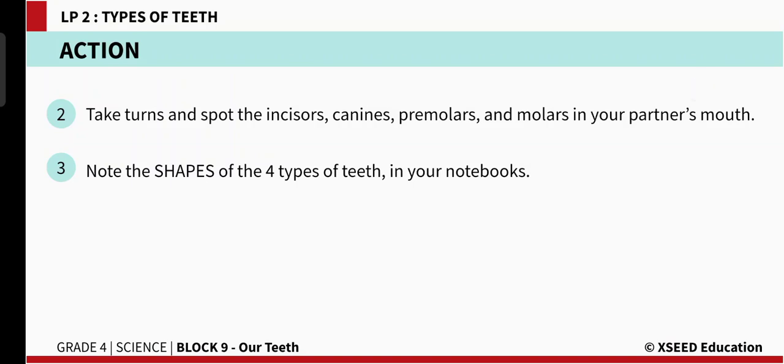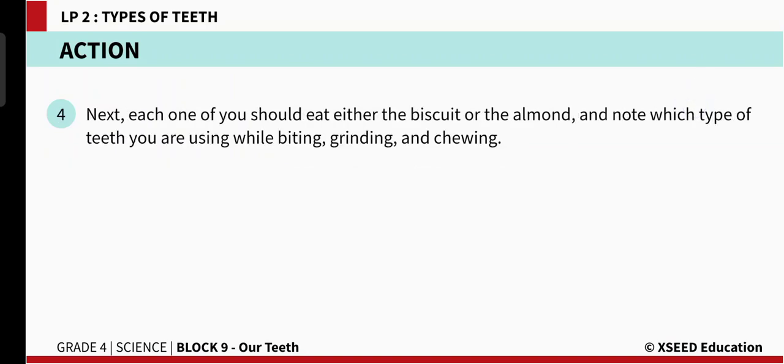Students, each one of you should eat either the biscuit or the almond and note which type of teeth you are using for biting, grinding and chewing, which I have told you. You have to observe this. Please do observe. Eat the biscuits now and see which teeth you are using for biting it, grinding it and chewing it. Similarly with the almond.